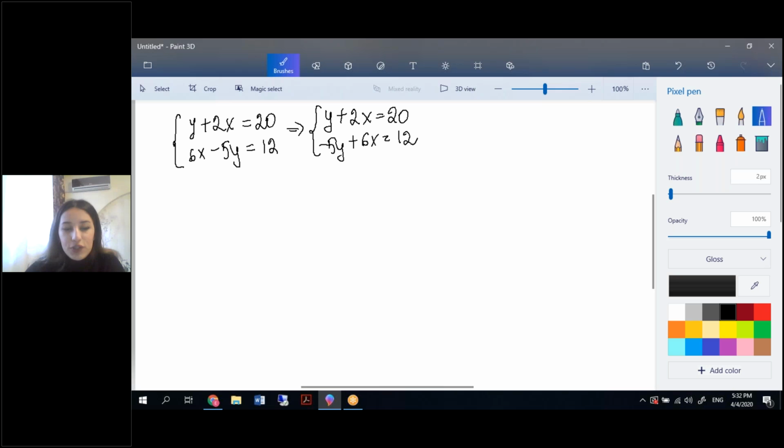So we multiply the first equation by 3, because we can see that if we multiply this equation by 3, we will get 6x, and if we subtract them, we will get 0 instead of x. So we will come to an equation with one unknown, y, and we can easily find y from this equation.